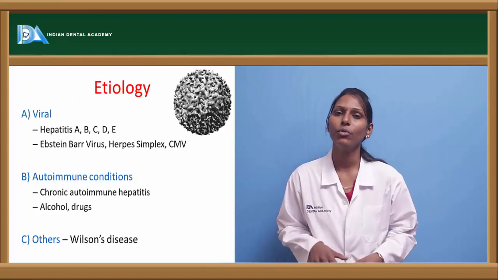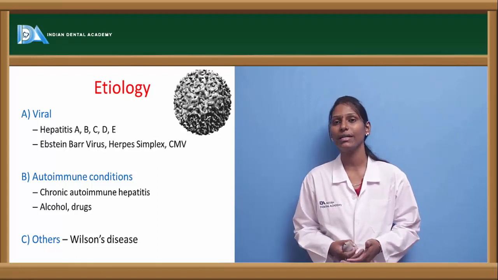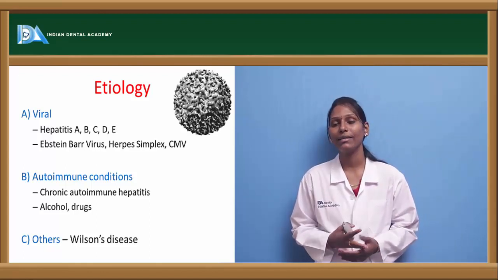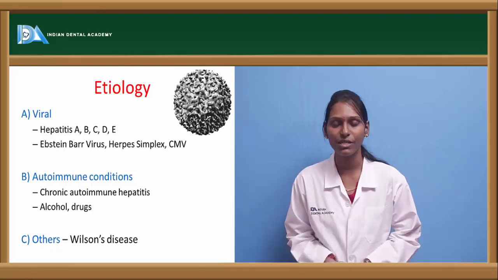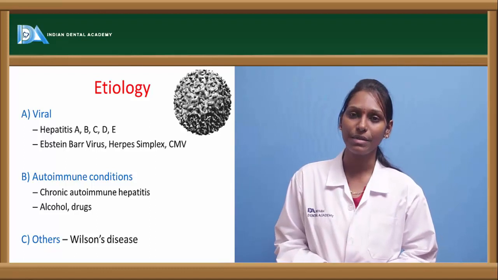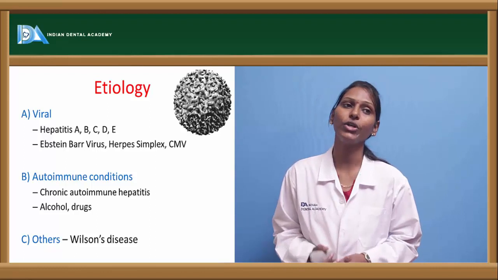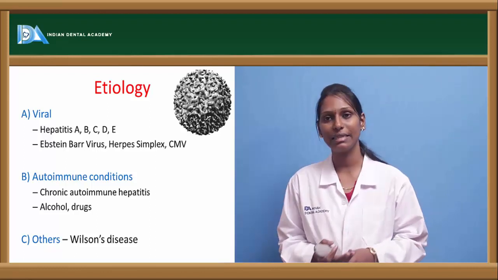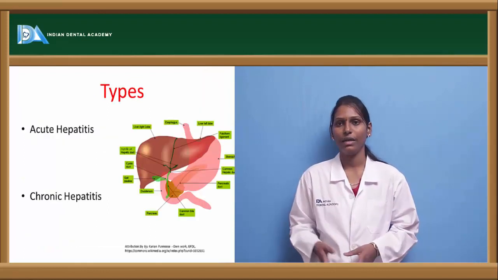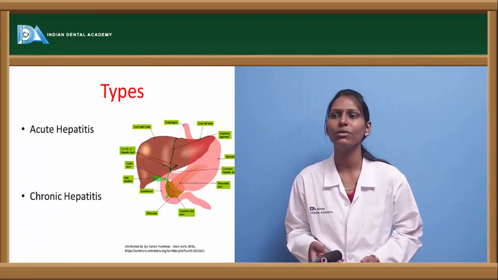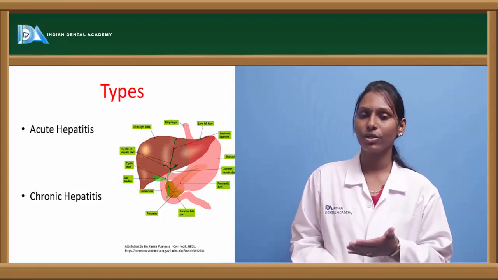liver. The most common etiological factors for this cirrhosis of liver include viral, autoimmune and some other conditions. Viral hepatitis most commonly is hepatitis A, B, C, D, E viruses, Epstein-Barr virus, cytomegalovirus and herpes simplex virus. Autoimmune conditions can result in chronic autoimmune hepatitis, and there are also alcohol, drugs, etc. Wilson's disease is one other cause of this hepatitis of the liver. Coming to the types of hepatitis, it can be classified as acute hepatitis and chronic hepatitis.